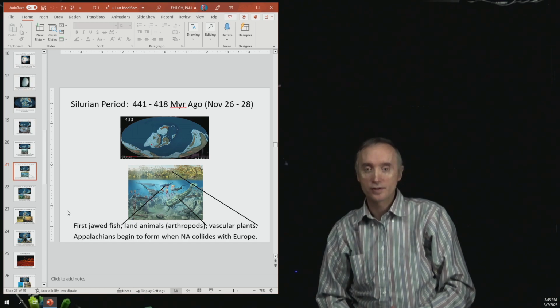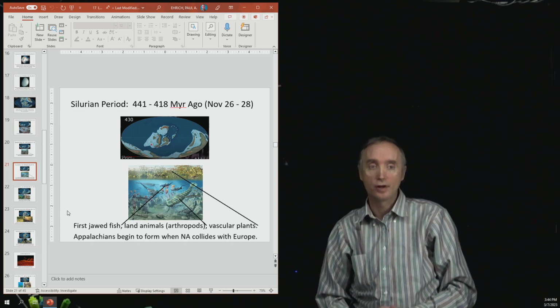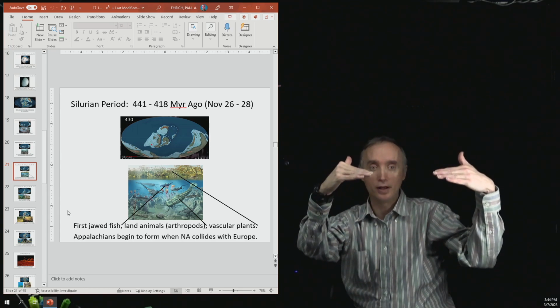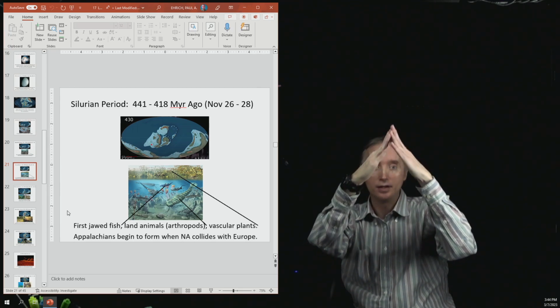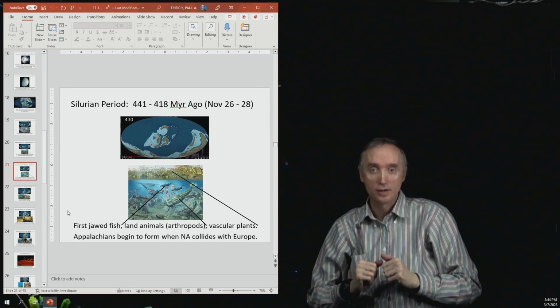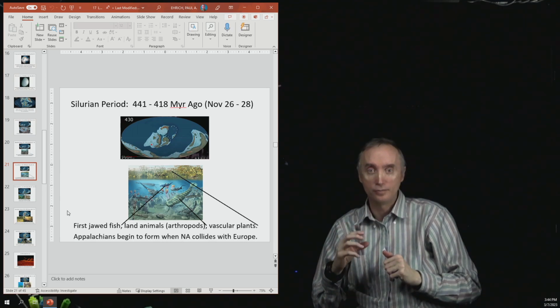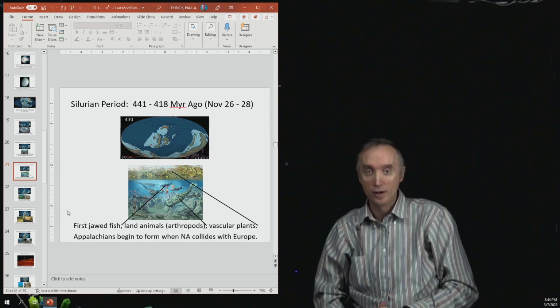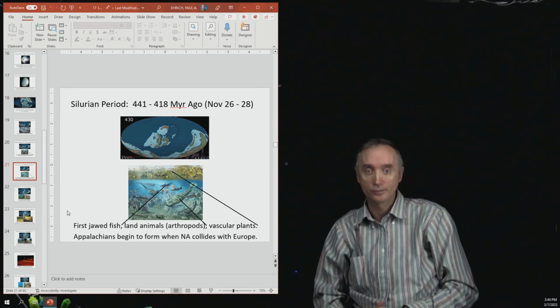And you should be noticing that North America is beginning to collide with Europe, and that's going to be pushing up the Appalachians. So if you remember from plate tectonics that whenever you have two continental plates and they collide, it's going to push up mountains. So the Appalachians are beginning to form at this period in time.